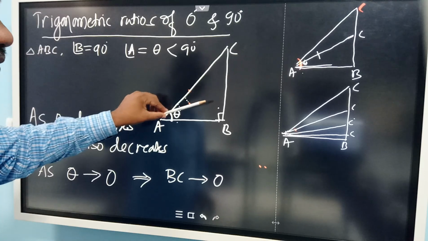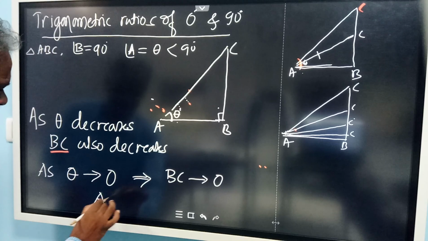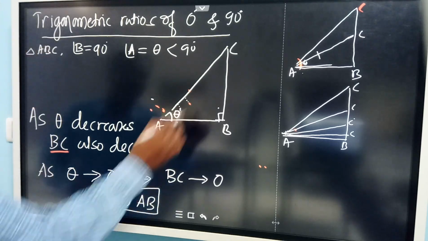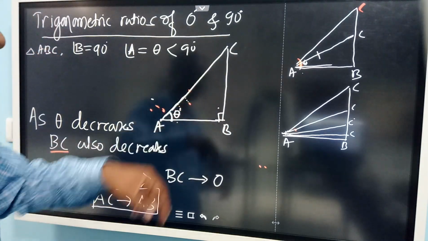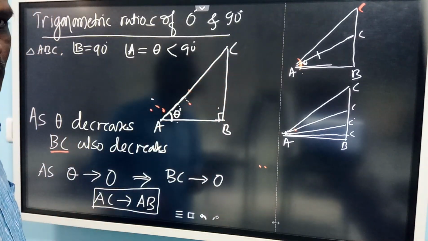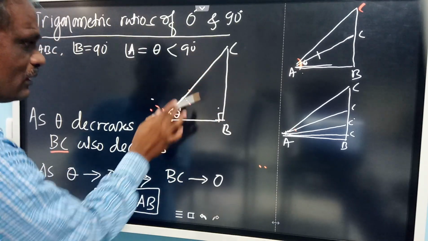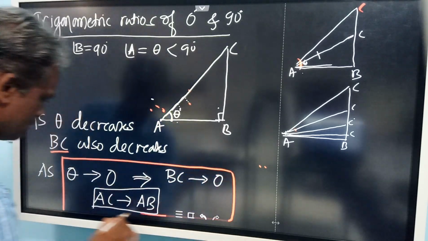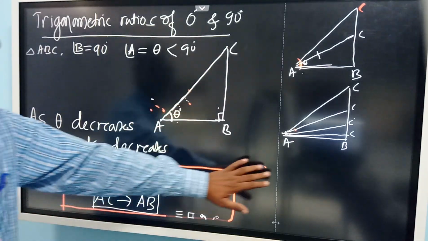Length AC will be, so that means AC will become AB. AC and AB become the same. BC becomes 0. See, when you are making theta 0, observe the diagram very carefully. When you are making theta 0, the length of BC reduces to 0. But the hypotenuse will become the same, that means when it becomes 0, AC becomes AB. These three you must remember. When theta reduces to 0, BC becomes 0, AC becomes AB.